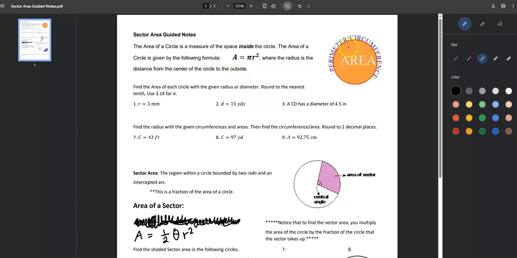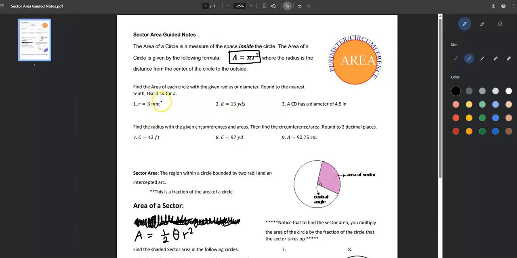You can see this diagram here. The area is that space inside of the circle, and how we find that is using this nice little formula right there. Pi r squared. Sounds like area to me. And so r is that radius again, that halfway through from the center to the outside. So we're going to find some radiuses first.